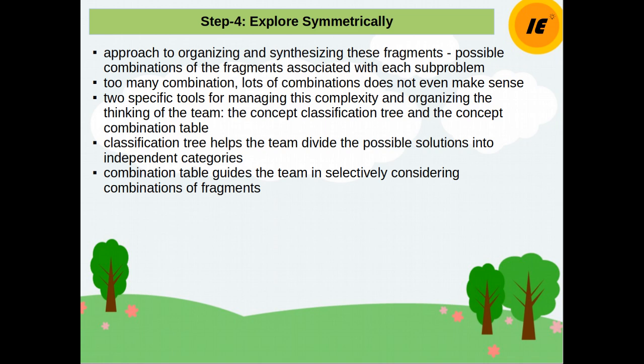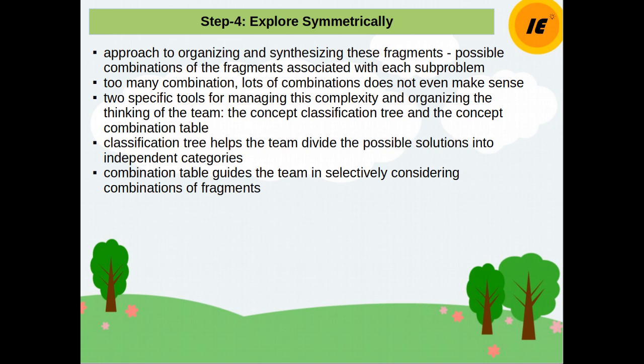And the next step, step number 4, is explore systematically. One approach to organizing and synthesizing these fragments would be to consider all of the possible combinations of the fragments associated with each subproblem. However, a little arithmetic reveals the impossibility of this approach. That means there will be too many combinations. Furthermore, the team would quickly discover that many of the combinations do not even make sense. And in that context, the importance of the concept classification tree and concept combination table comes into the picture.